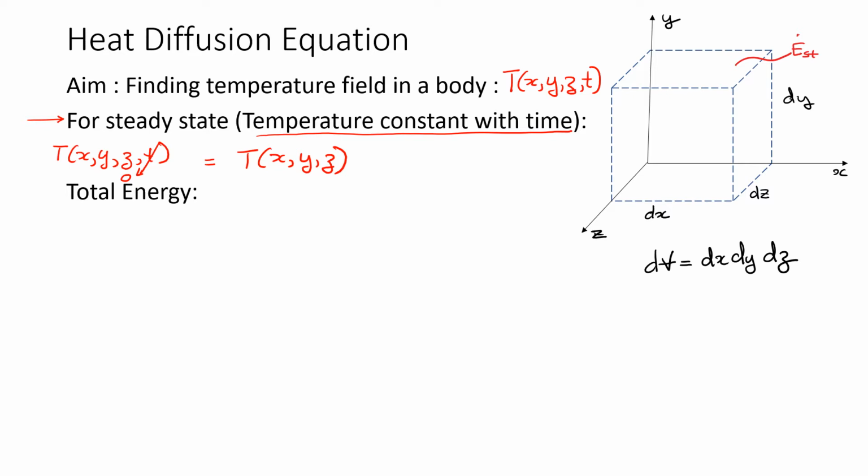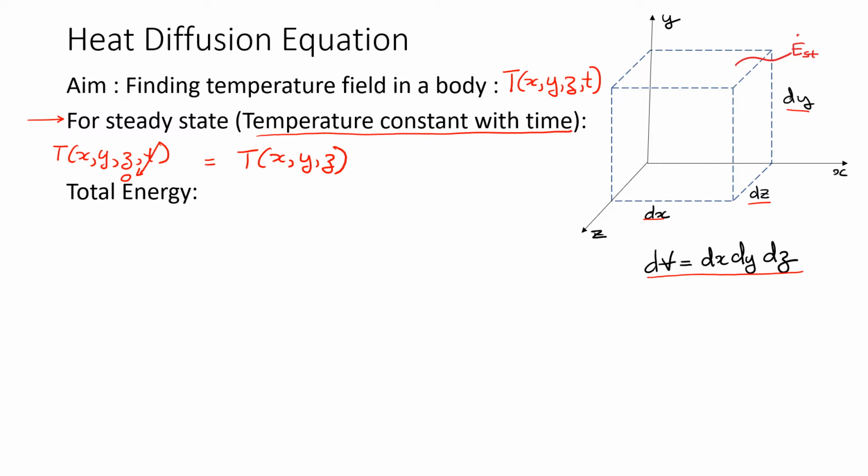So for this derivation, we'll assume a small control volume. So let's assume the control volume to be in the shape of a cuboid or a cube. And let's say that the cube has dimensions of dx, dy, and dz, and the internal energy stored is E_st. So this makes the volume of the cube dV as dx times dy times dz.